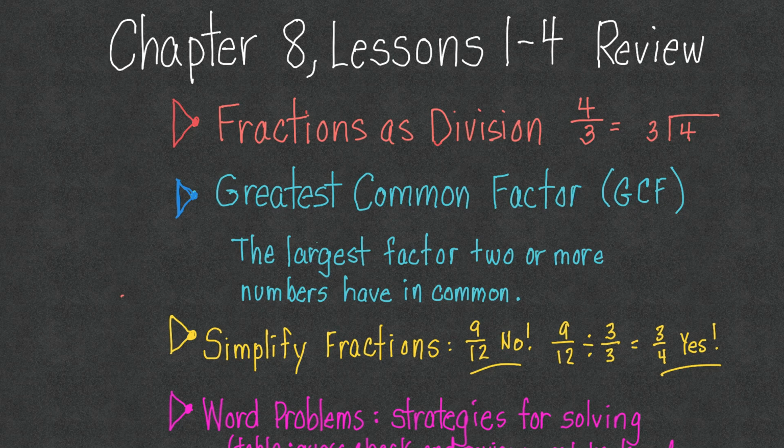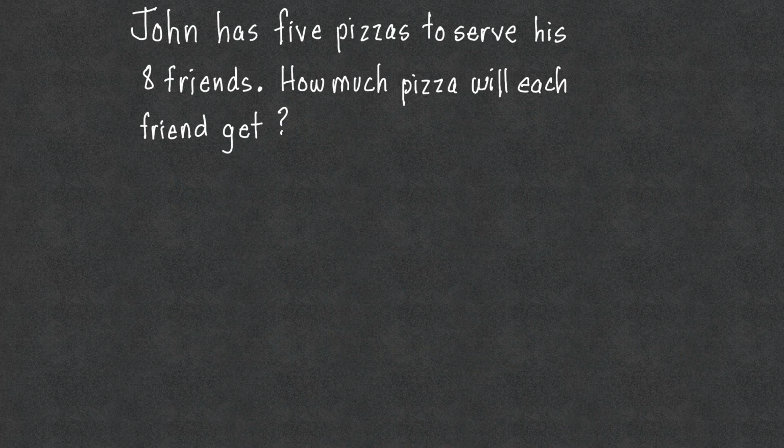Okay, guys, this is a review for Chapter 8, Lessons 1 through 4. And the 4 lessons are, in order, I think: fractions as division, greatest common factor, simplify fractions, and word problems, strategies for solving them. Okay, this is Lesson 1.